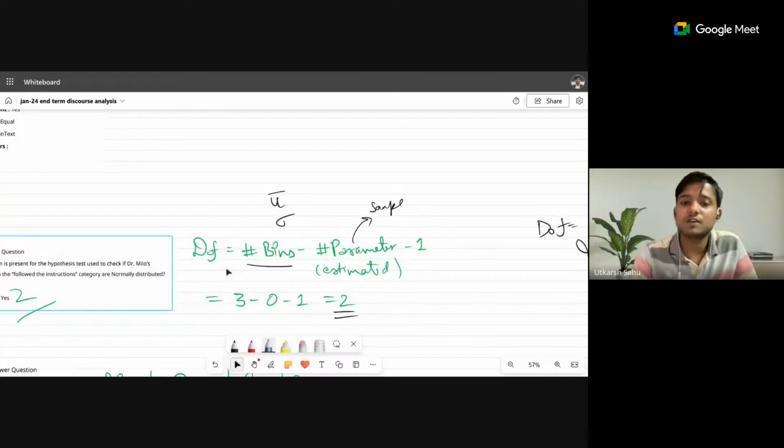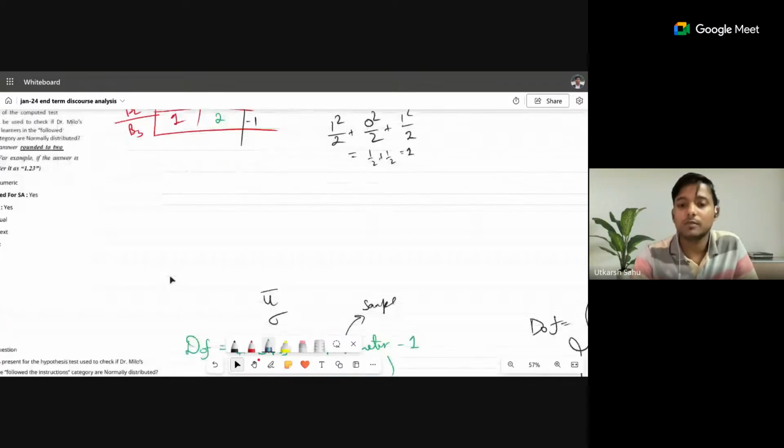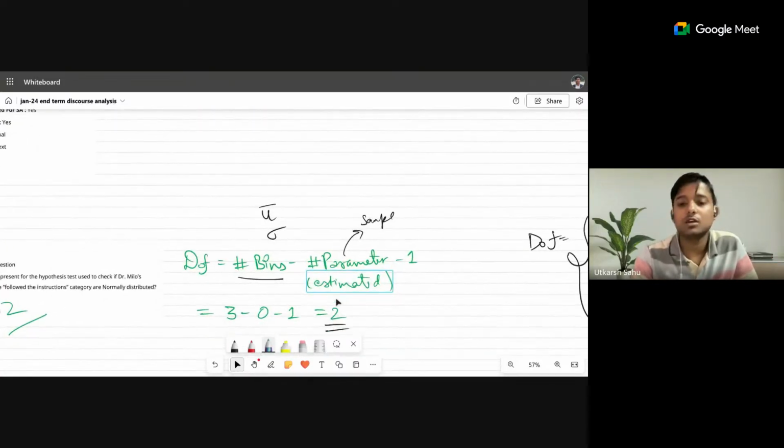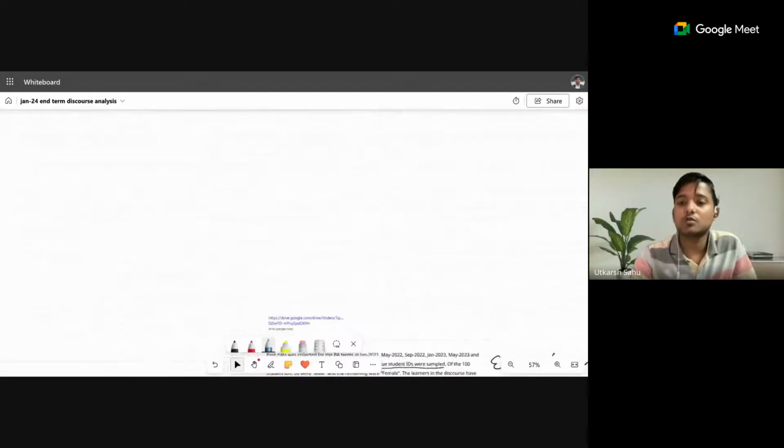And similarly, again, how many degrees of freedom are present in the hypothesis test? So again, what is degree of freedom? Number of bins minus number of parameters which are being estimated minus 1. How many bins were there? 3. Parameters, did we estimate any? No. And minus 1. So you end up having 2. This question was a little big, but try to digest this one.